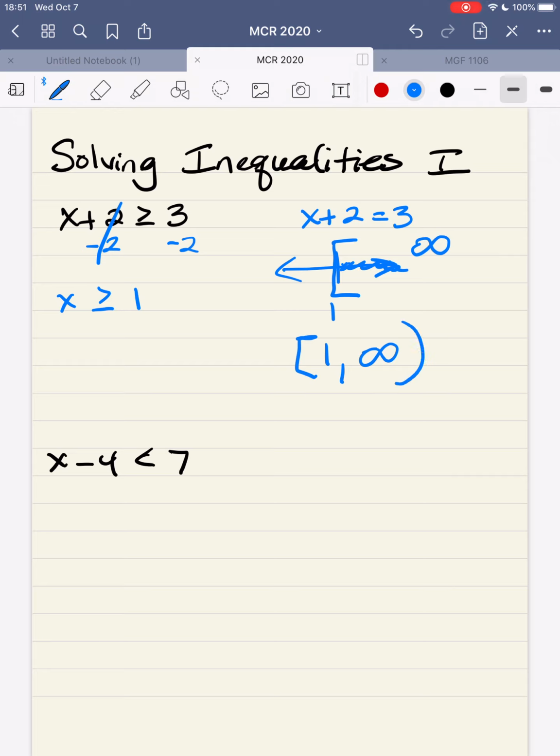If I were to express that in set builder notation, I have x such that, and I just plug my inequality in, x is greater than or equal to 1, and close off my braces. Pretty simple, pretty straightforward. Let's go ahead and look at the second one.